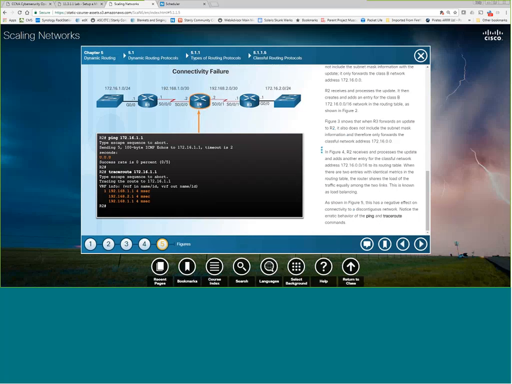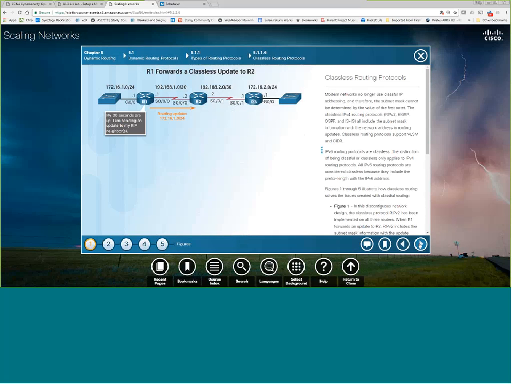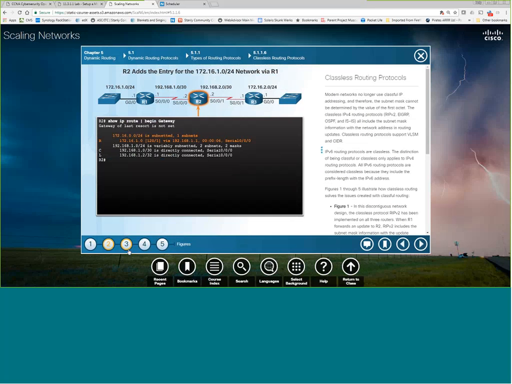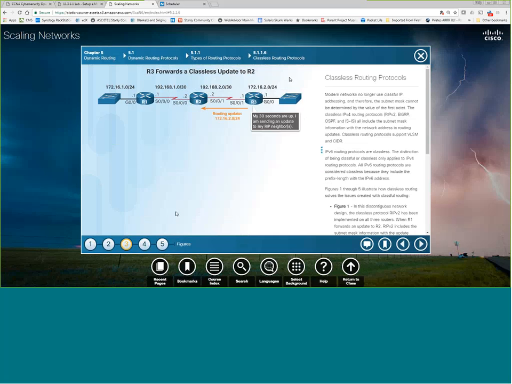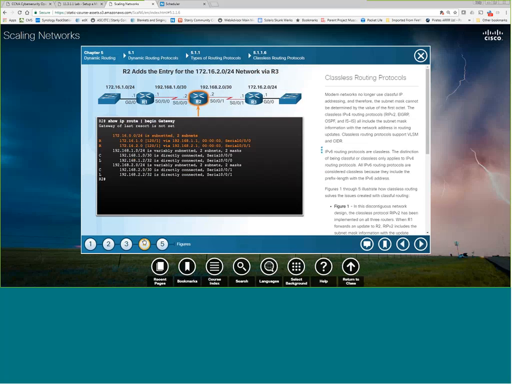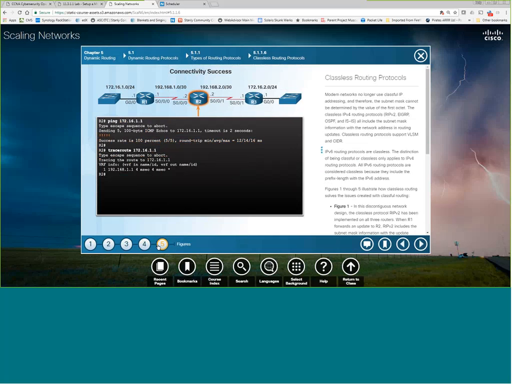If this was a classless routing protocol, it wouldn't be a problem because you send the update out, I'm sending out the actual network. So I'm sending out /24. So that goes in the route table. R3 sends out /24. That goes in the route table. And now you've got two separate routes, 172.16.1.0 off of R1, 172.16.2.0 off of R3. And your pings are going to work because you have a correct routing table.